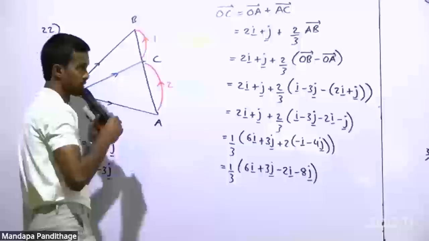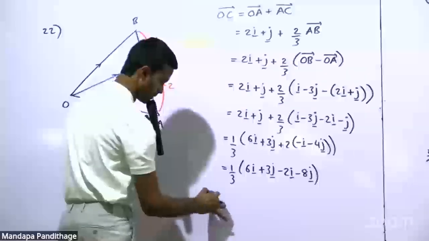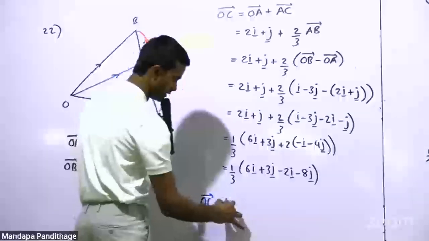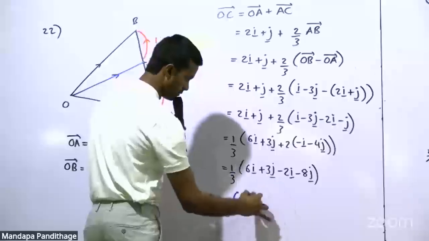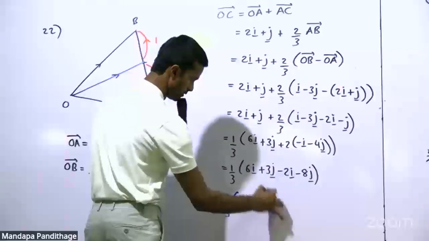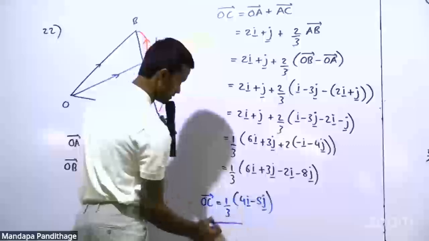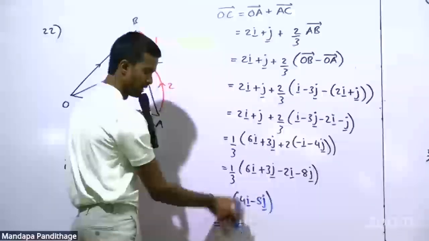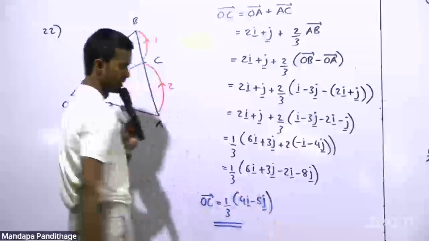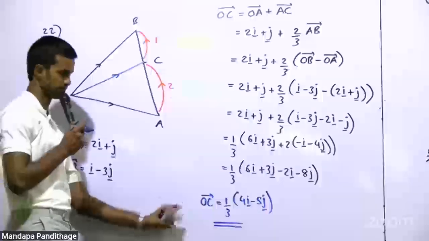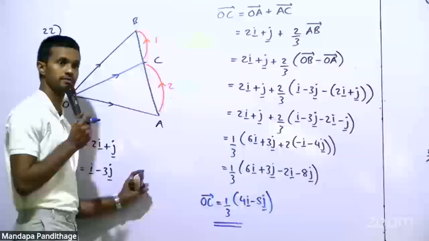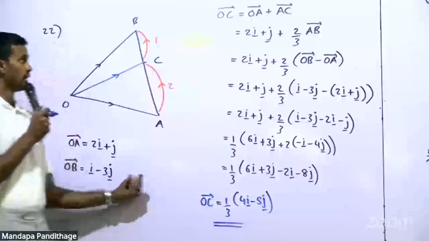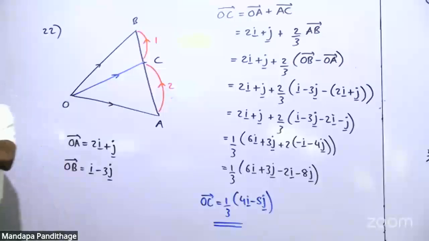What is vector OC? OC is equal to 1 over 3, 4i minus 5j. You can either keep 1 over 3 out or you can multiply and keep this as 4 over 3 minus 5 over 3. This is what you got. Okay. Hands up who got this vector OC, 1 over 3, 4i minus 5j. Better. Okay, then look at the next question, question number 23.